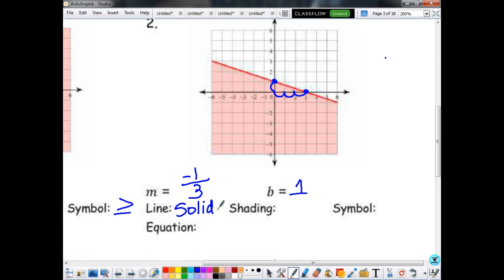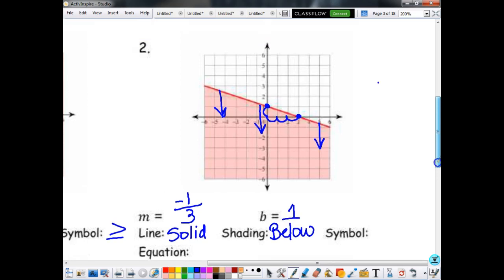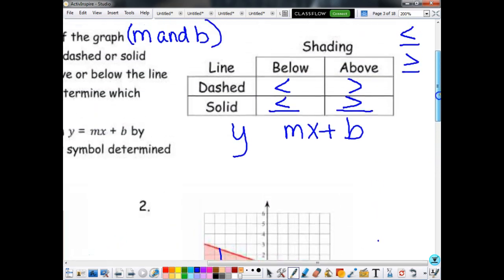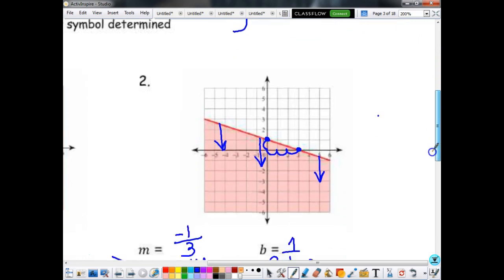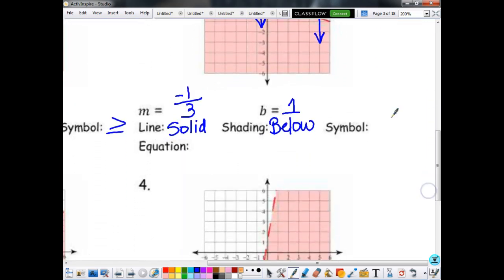Now, is the shading above or below? Below, right? So if you point towards the shaded area, you're going below the line. So shading is below. So if I go to my symbol chart, solid and below, that means it's less than or equal to. So the symbol is going to be the less than or equal to symbol.